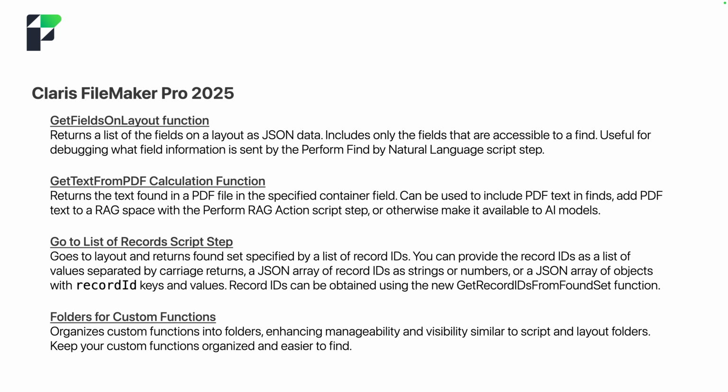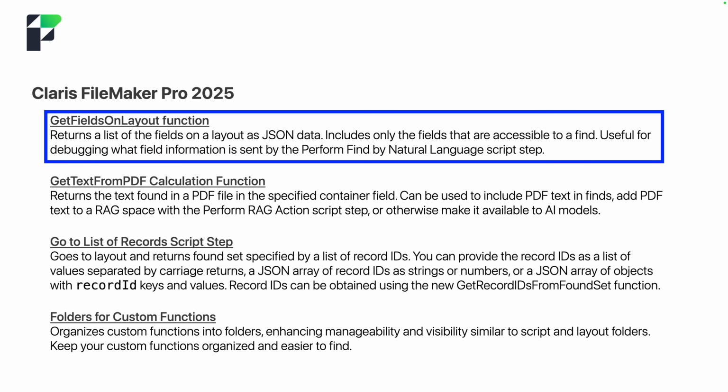We have a few new functions. Here's a function that will return a list of fields on a layout as JSON data. It's useful for debugging what field information is sent using the perform find by natural language script step. But technically, you could use this function for other reasons if you just want to get a bird's eye view of what's available on the layout at the moment, conveniently formatted as JSON.